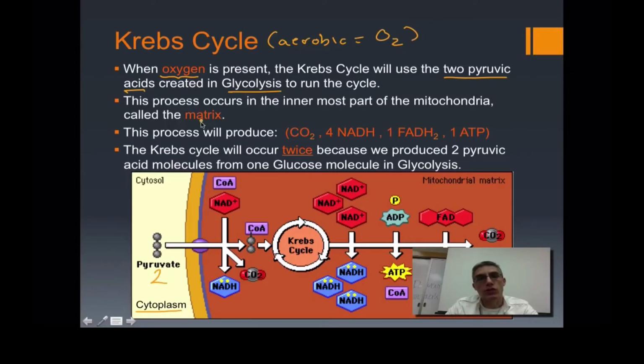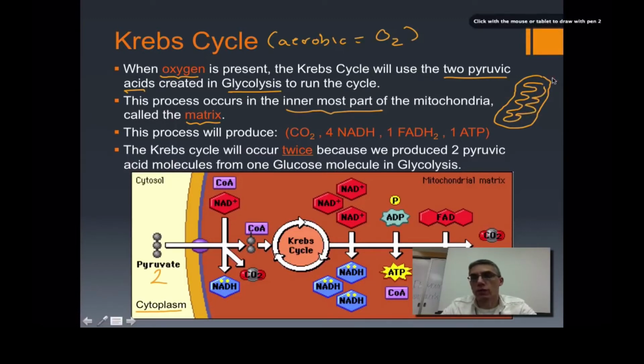Now this process is going to occur in the matrix of the mitochondrion, and that's the innermost part of that organelle. So if you look over here to the right, this would represent the mitochondrion, and if you remember from our discussion in Chapter 7, this would represent the insides of that mitochondrion. And so looking at this area right here, this is where Krebs is going to occur, so this inner region of the mitochondrion.